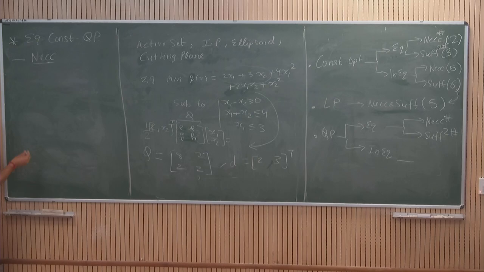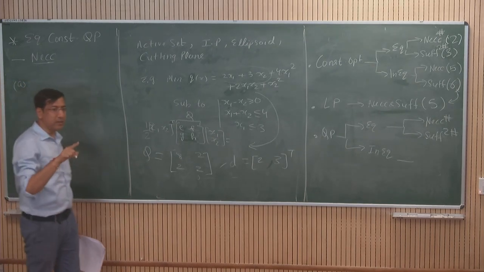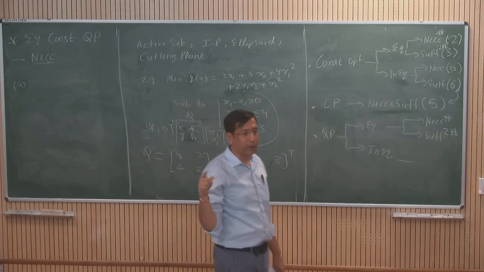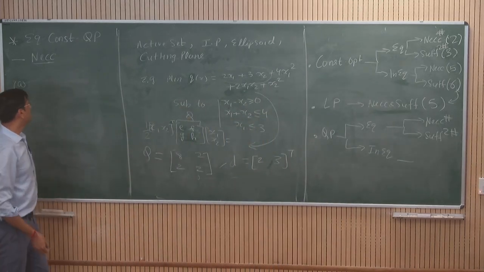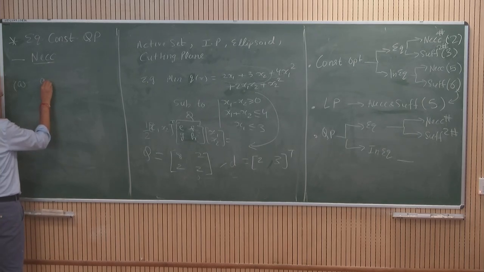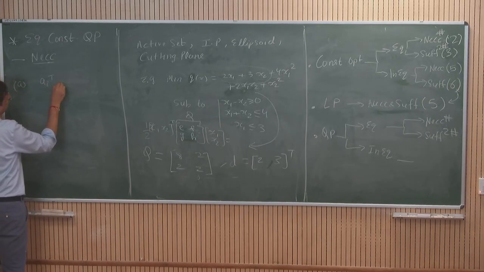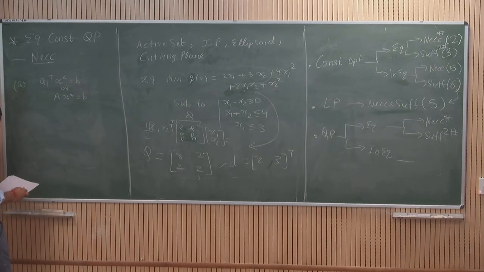To write the necessary conditions, what were the 2 necessary conditions? I will not write the whole thing, I'll just write the conditions. It says if x star is a minimizer of this and a regular point for the constraints that are active at that point, then these 2 should be true. So the very first thing is that the constraint should be satisfied: A_i x star should be equal to b_i, or A x star is equal to b.